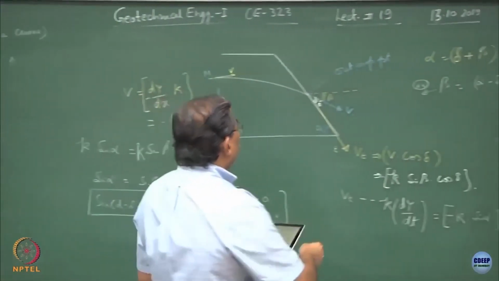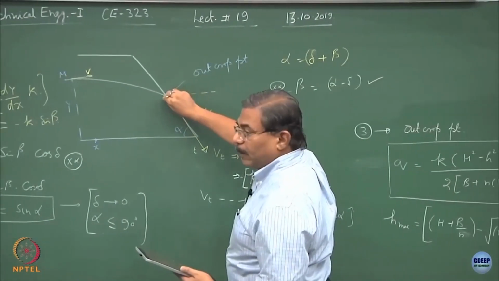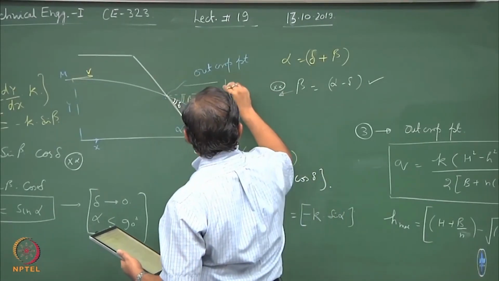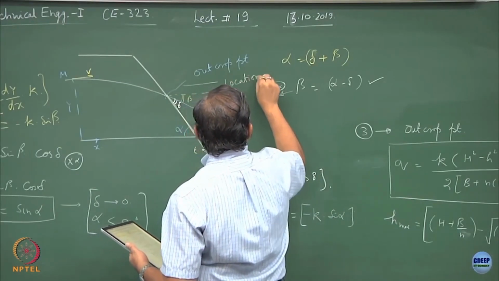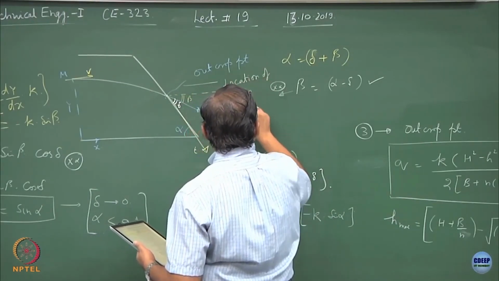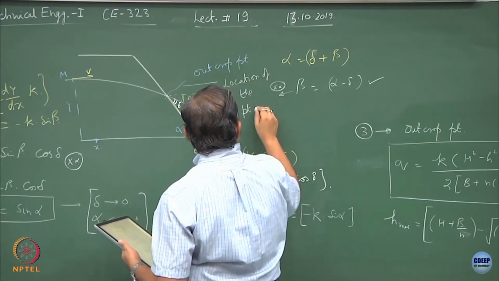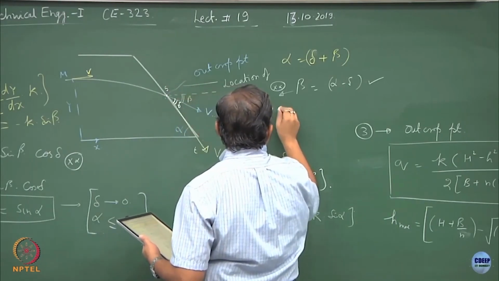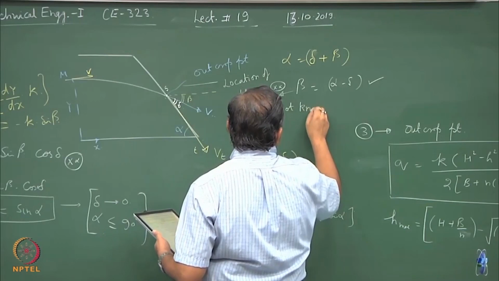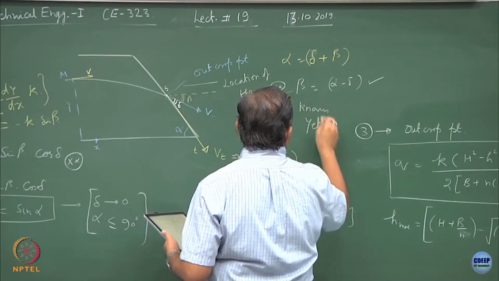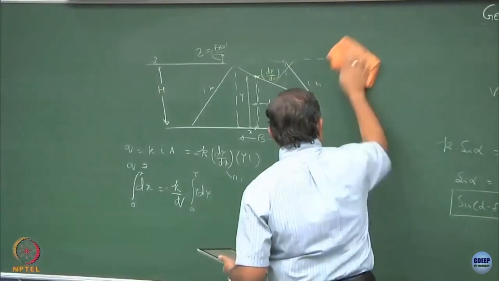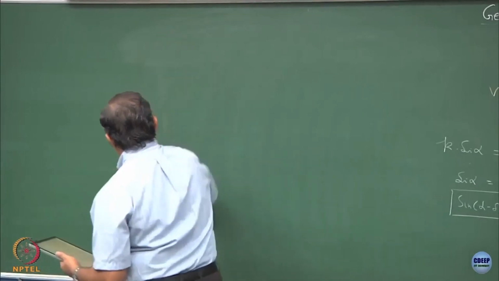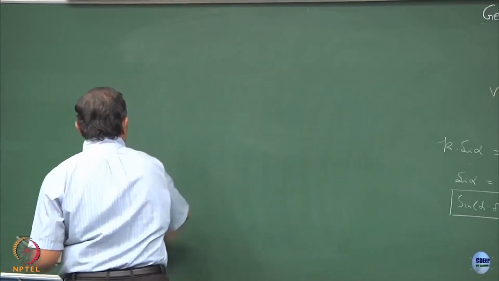So what we have done is, we have talked about the velocity at the outcrop point. We do not know what is the location of this point still. So location of the point O, or let me put it as S, is not known yet. So we will try to find it out. Now there are different methods of finding out the location of the outcrop point.